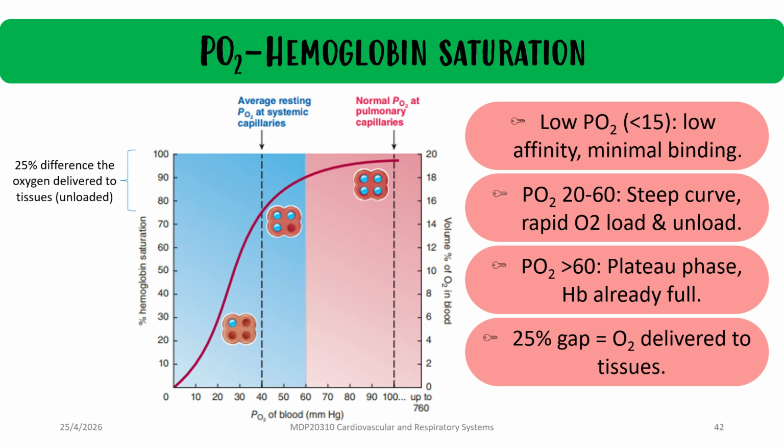At PO2 of more than 60 mmHg, it becomes a plateau phase where the hemoglobin is already full, once the equilibrium has been achieved at the pulmonary arteries. So the 25% gap is equivalent to the oxygen delivered to the tissues. All right, so moving on to the next part.